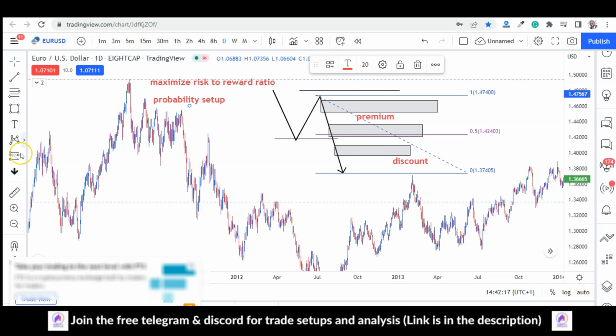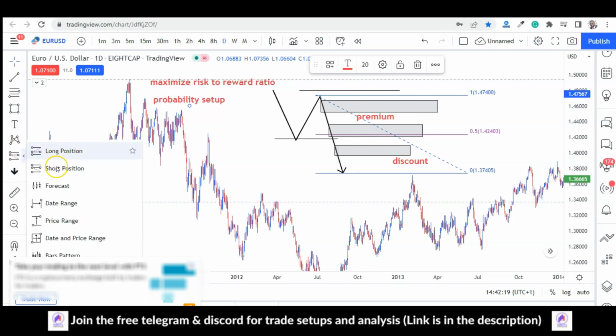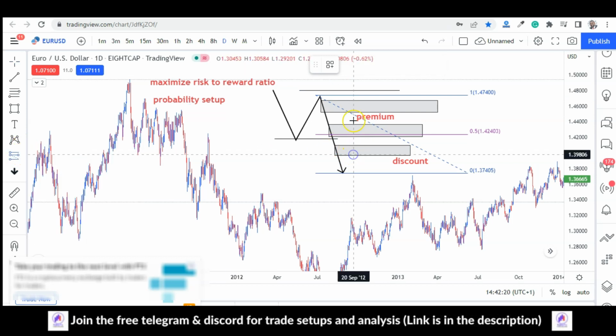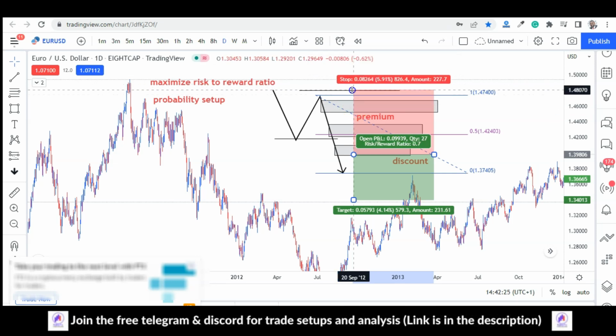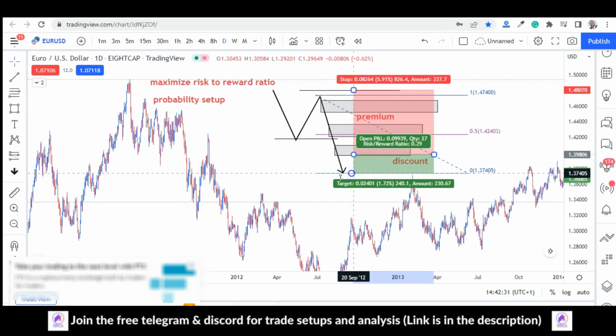Now let's take our short position too. From here you are risking, and this is the point of invalidation, 27 pips, and your reward is very small. So this is a what? A low probability trade. And this is how I know a low probability trade. Sometimes you see me say this setup is a low probability setup.